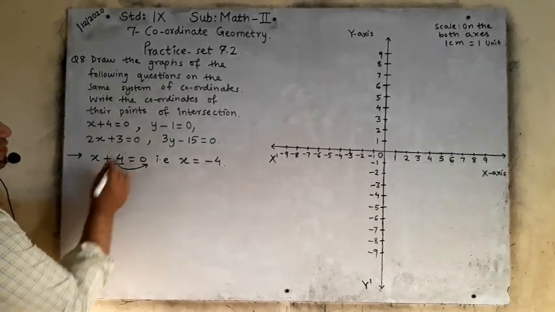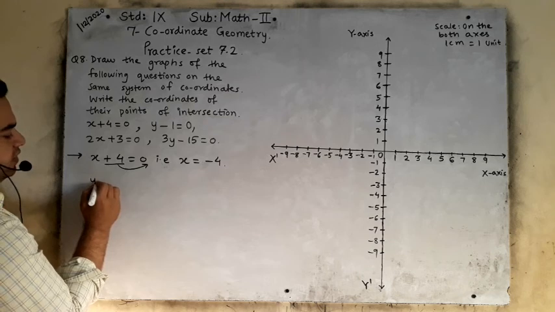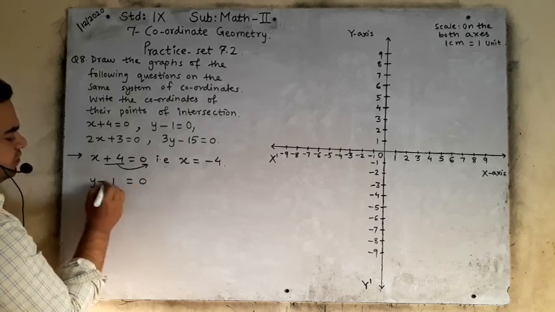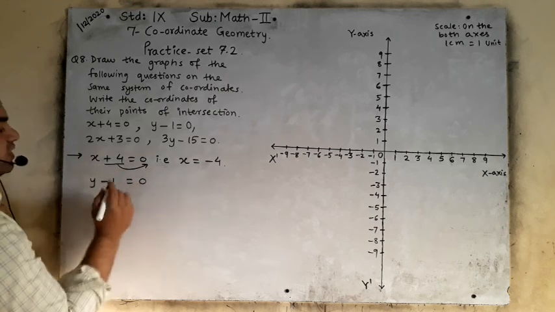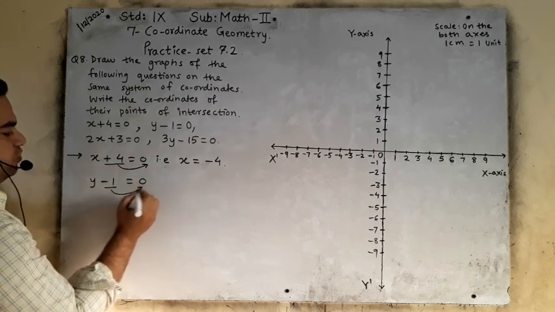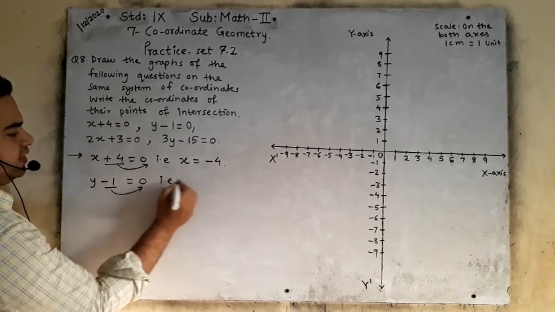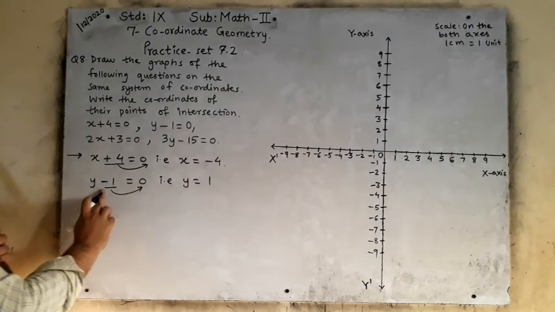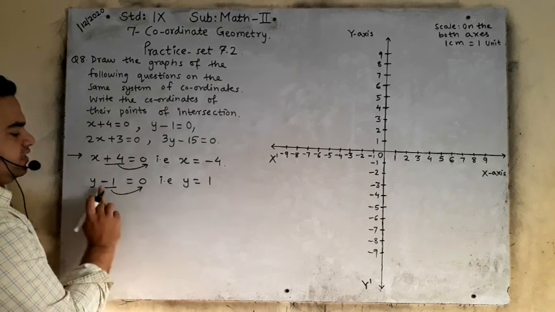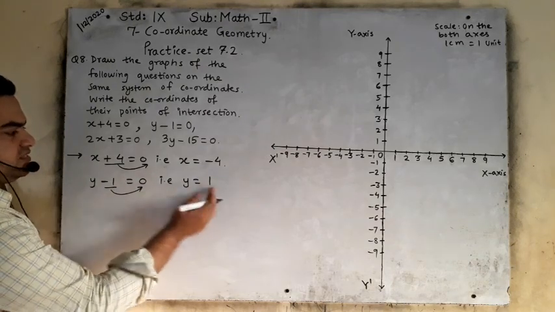Now the second one, that is, y minus 1 is equal to 0. Same as before. Now this minus 1 will go to the other side, so you can write y is equal to 1. Yes or no? See, minus 1 will go to the right hand side. It will be plus 1. So y is equal to 1.